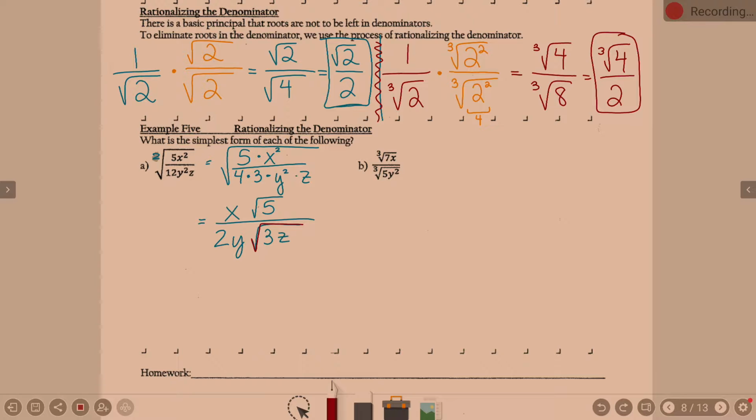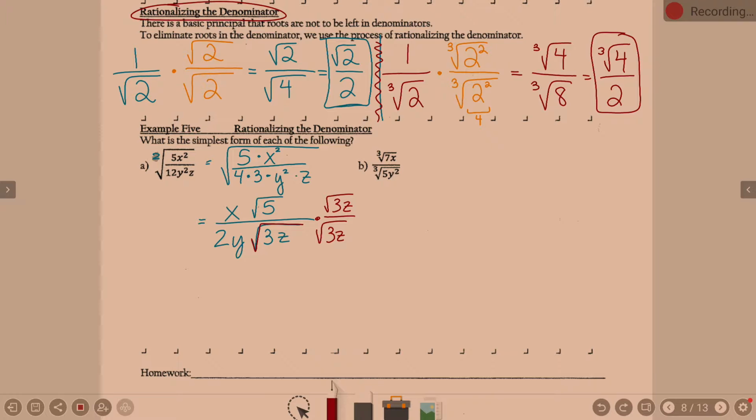So how did I make the square root of 2 a perfect square? I times it by 2. I times it by itself. How can I make the square root of 3z a perfect square? Times it by itself. So I'm going to multiply my denominator by square root of 3z. What I do to my denominator, we do to my numerator. So I'm going to multiply my numerator by square root of 3z. This is called rationalizing the denominator. That's what I'm doing right now. So I can't leave that radical in the denominator.